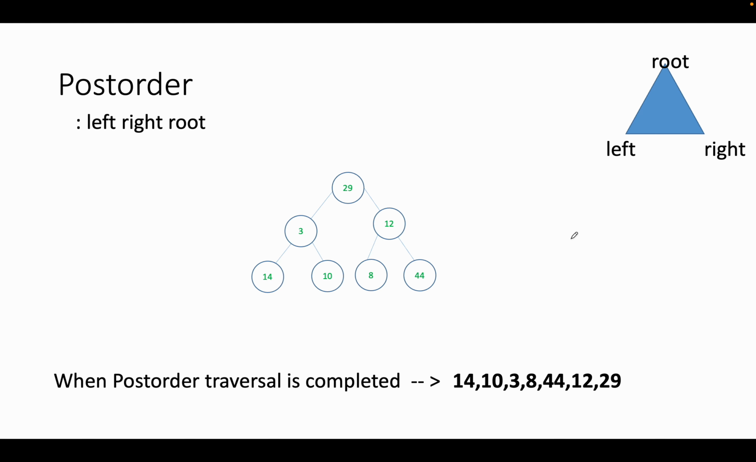the post-order is to be left, right, and root, so it's going this way, left, right, and root. So for this one it is going to go from 14, 10, and 3. Okay, so it's left, and then we'll not go to root, it's gonna go to 8, okay, and right, and root, and the last one is root. So this will be 14, 10, 3, 8, 44, 12, and 29.